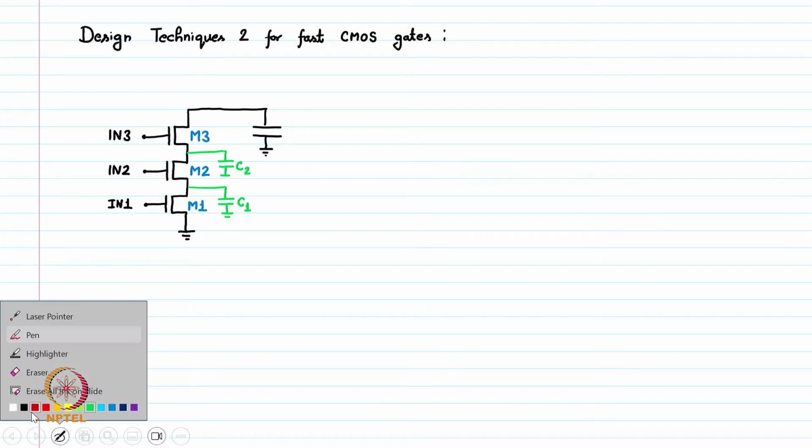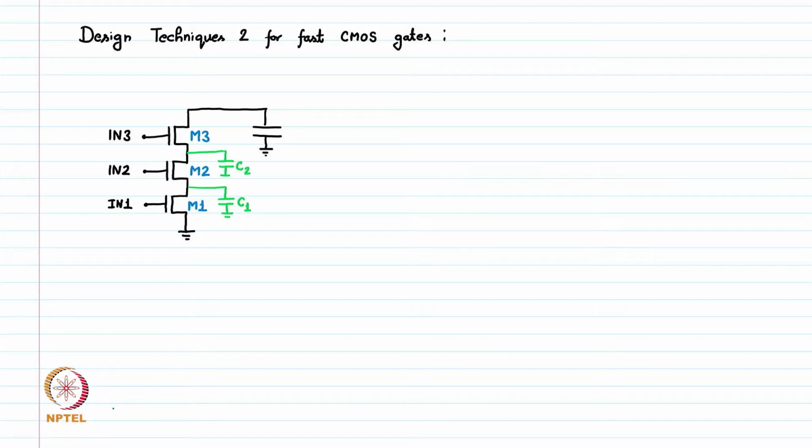Now in this circuit, for these three inputs, input 1, input 2, input 3, we have input 3 which is stable at 1. So the state of IN3 is 1. Input 2 is also 1. And input 1 is actually making a transition from 0 state to 1 state. It means input 1 is rising from low to high.